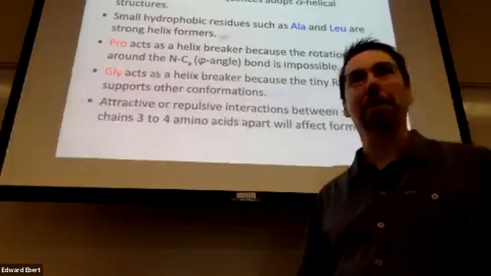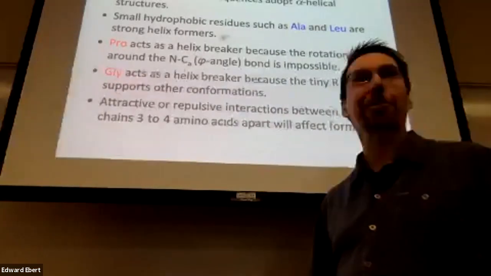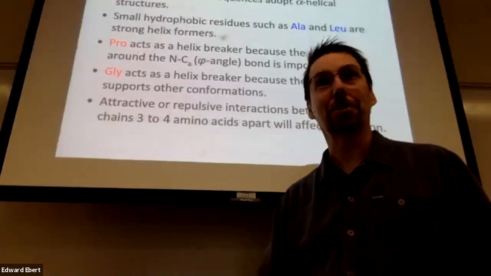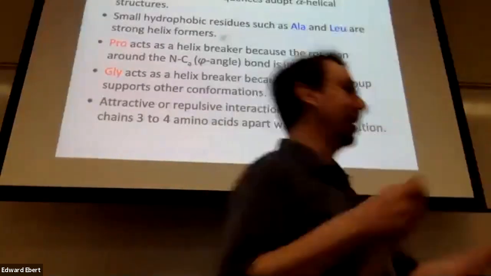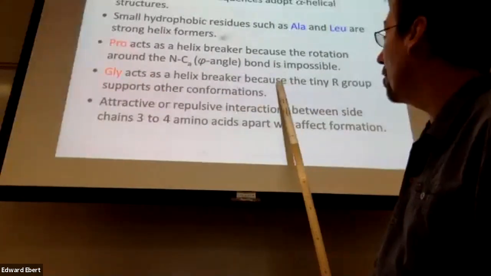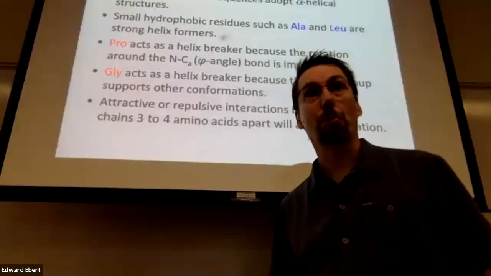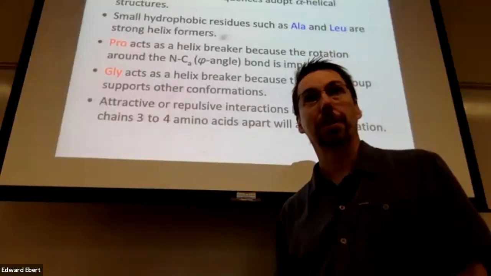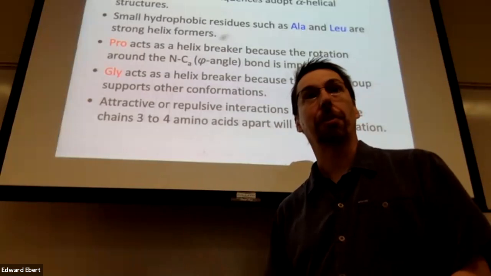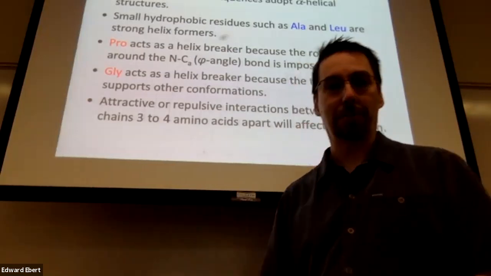Glycine, on the other hand, is wildly unconstrained. It will not adopt the alpha helix because there are so many other interesting positions it could be in. I'm going to be over here, I'm going to be over here, I'm going to be over here. Because glycine has a tiny R group, it can support a lot of other conformations. So it will also break the alpha helix, but for a completely different reason. Okay.